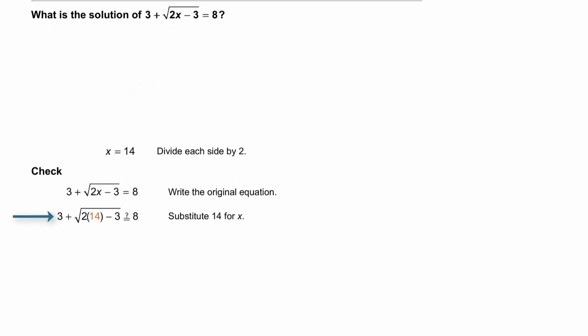So, is it true that 3 plus the square root of 2 times 14, 14 in place of x, minus 3 equals 8? Simplifying, well, that's 3 plus the square root of 25. Does that equal 8? Well, that's 3 plus 5, and sure enough, that does equal 8. So our solution checks out.